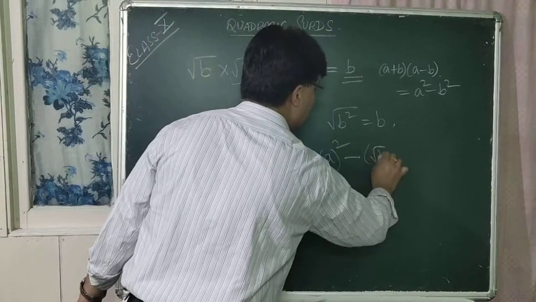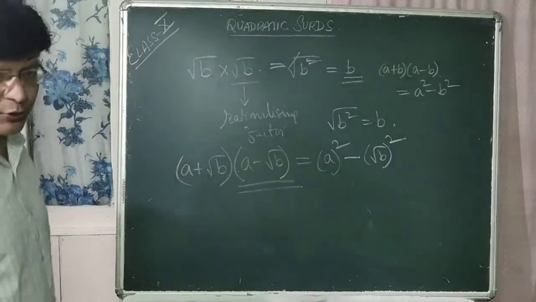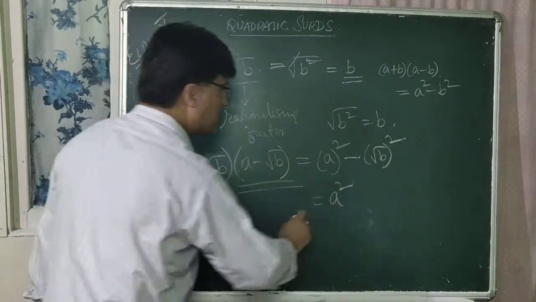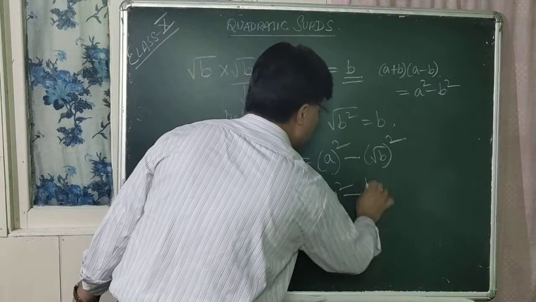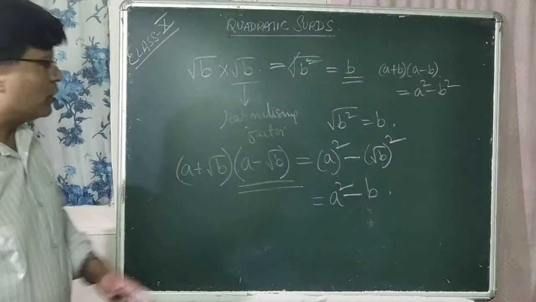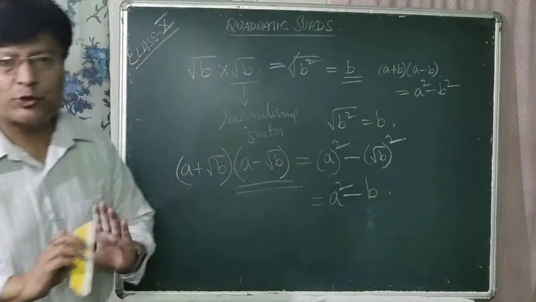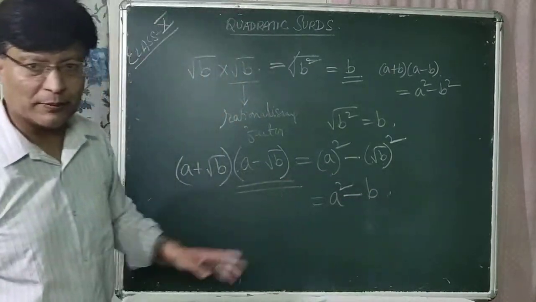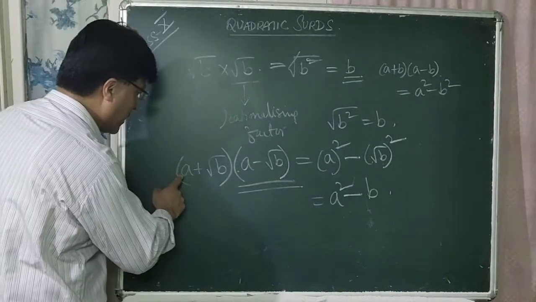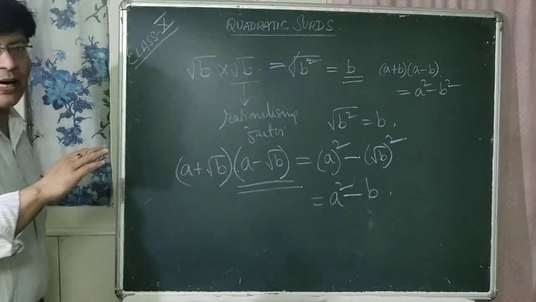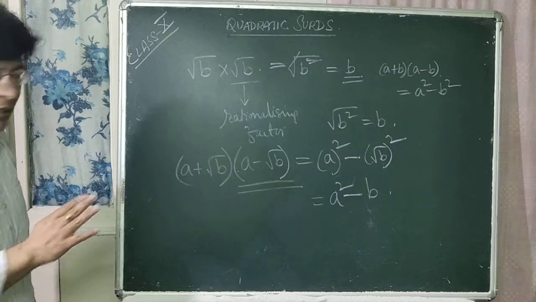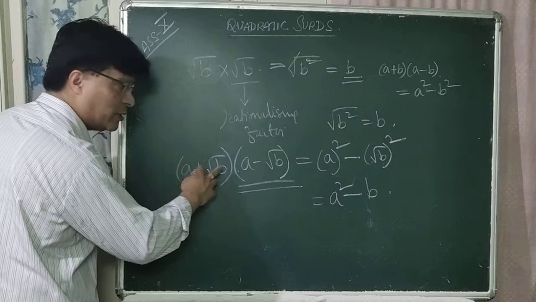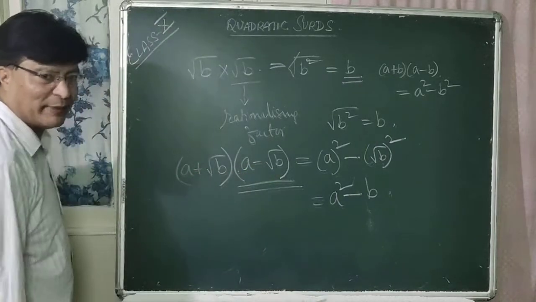Then what is b whole square? It is root over b whole square. So a square minus root over b whole square is equal to a square minus b. So in this expression, the square root is removed. That means this is known as a rational number. From a plus root over b, we are removing the root. So how can you remove the square root from this expression? You have to multiply by a minus root over b.